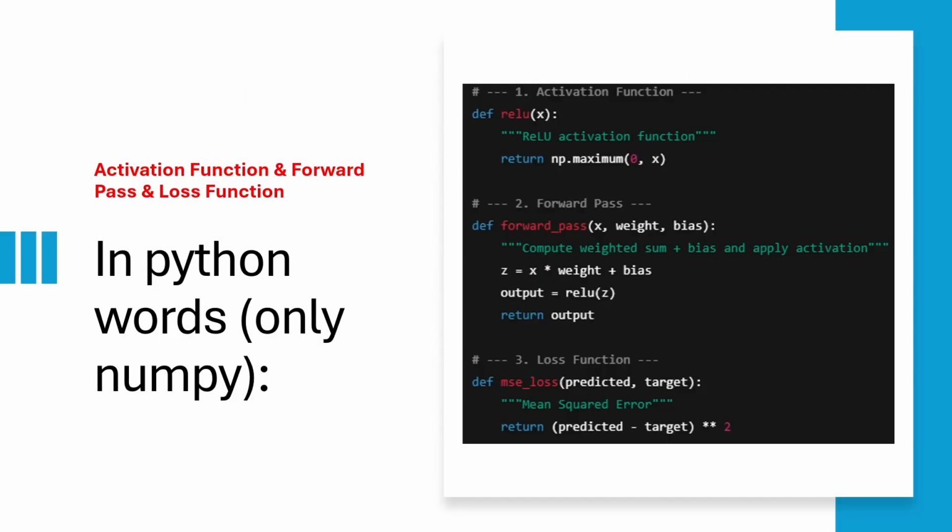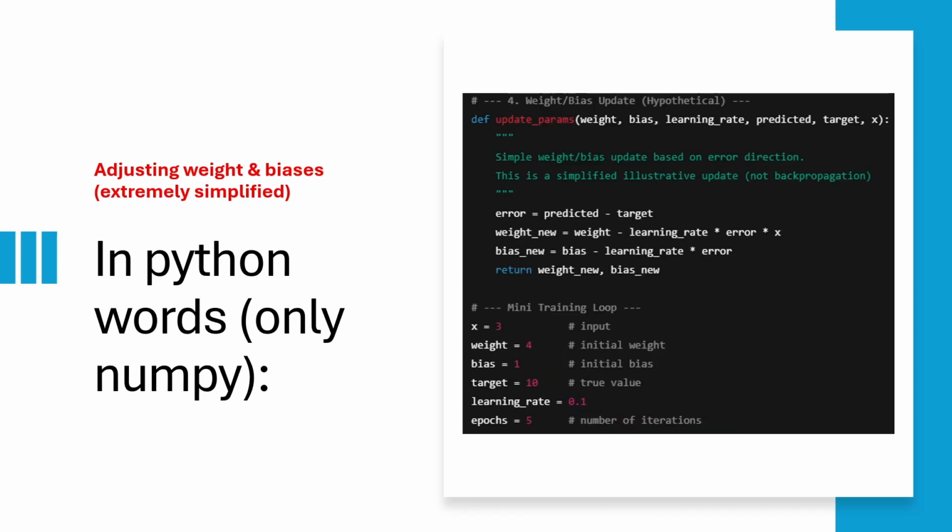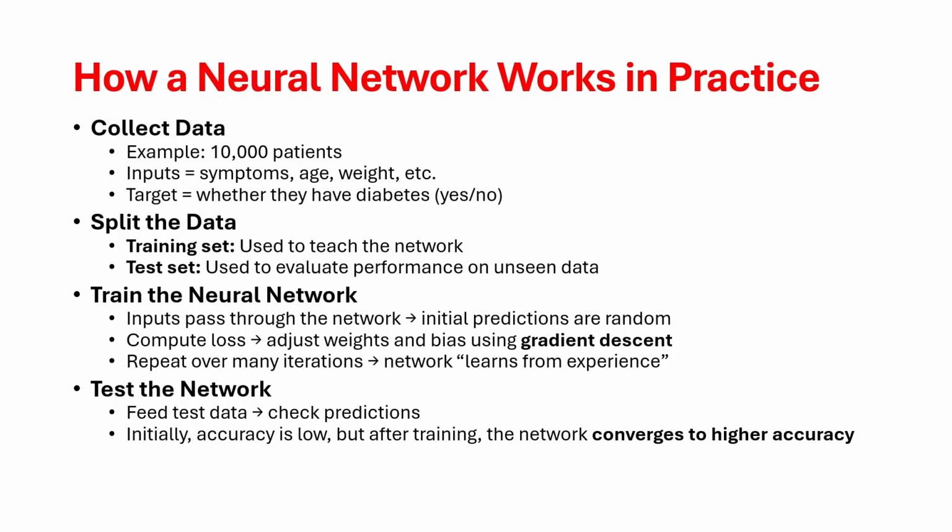Here's what we've discussed in Python terms: activation function and forward pass, loss function, adjusting weights and biases, simplified. And finally, how a neural network works in practice. Collect data, for example, a dataset with 10,000 patients. Inputs equal symptoms, age, weight, etc. Target equals whether they have diabetes, yes or no.